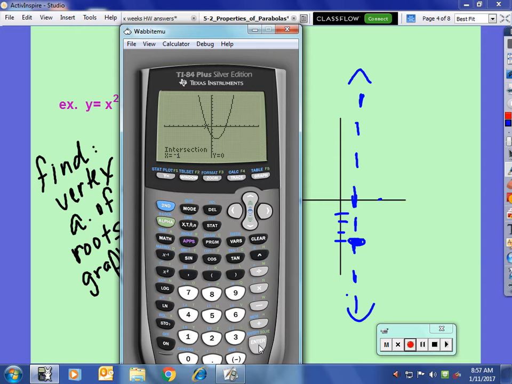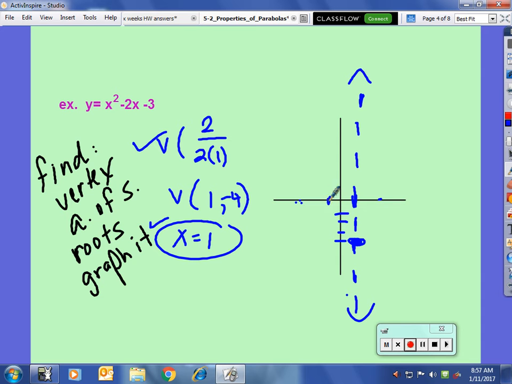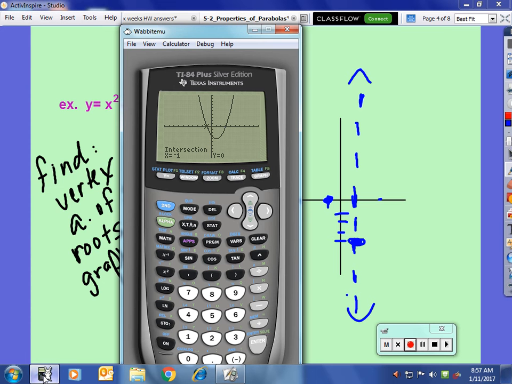So what's one of the zeros here? Negative 1. It's crossing the x-axis at negative 1. So one of the zeros is negative 1. And if you wanted to write it as a point, it would be negative 1, 0. Now I got to find the other one, the one over here. How do I make my cursor go over here?